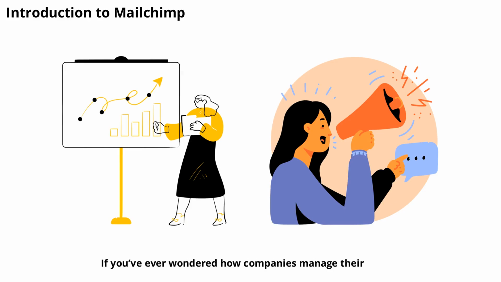If you've ever wondered how companies manage their email marketing or keep in touch with customers, Mailchimp is often the tool behind the scenes. It's a powerful platform designed to help businesses of all sizes connect with their audience, automate communications, and analyze results. In this video, we'll break down the main uses of Mailchimp and show you how it can streamline your business marketing efforts. Let's get started by understanding the basics of Mailchimp and why so many businesses rely on it.